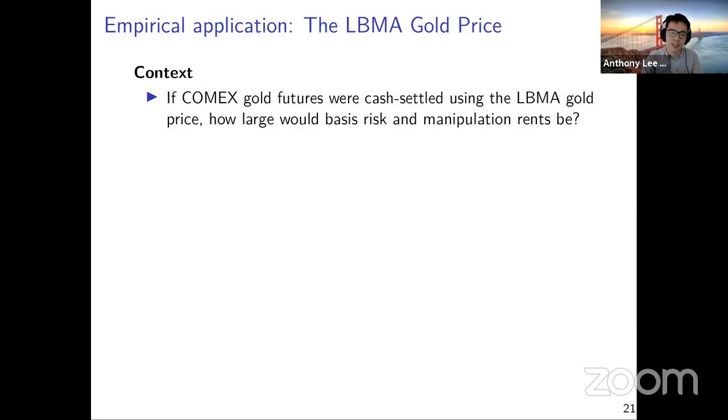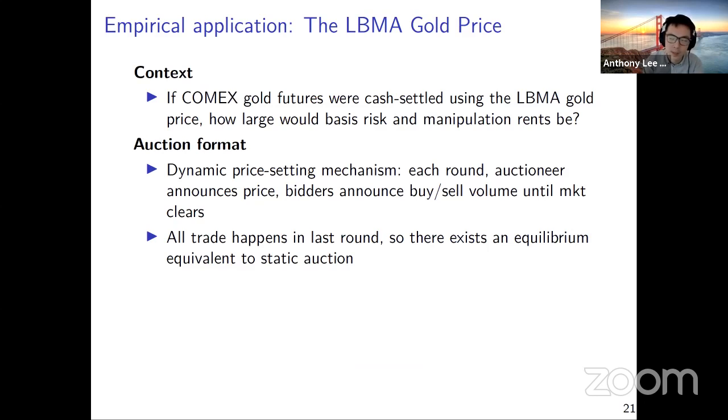COMEX gold futures contracts are currently settled by physical delivery. So just to emphasize, this is totally an out-of-sample counterfactual. Okay, why can I estimate bid slopes here?